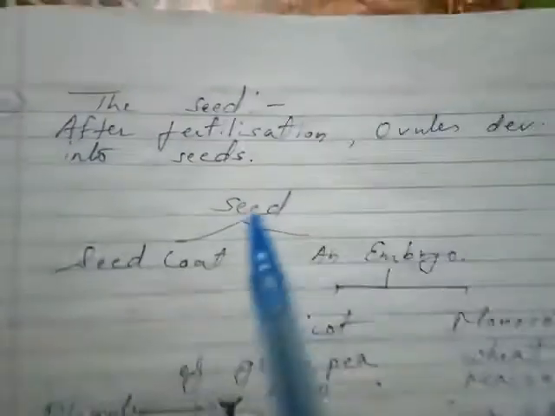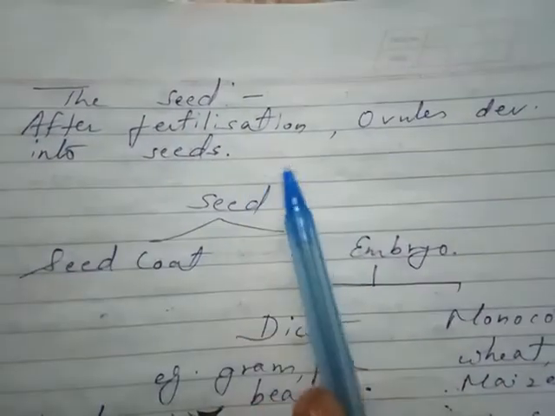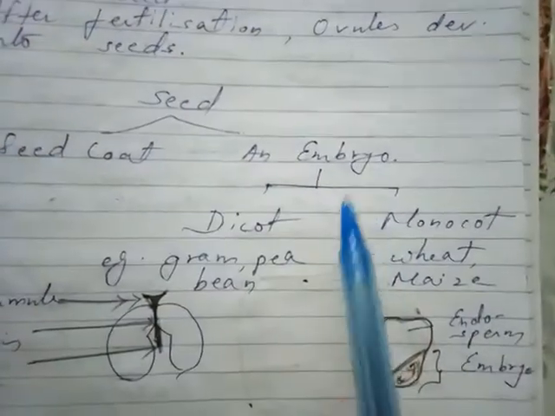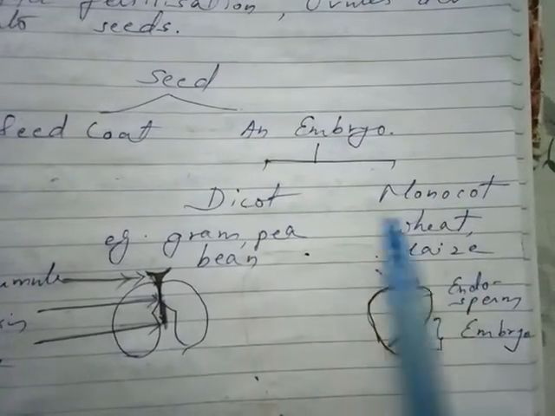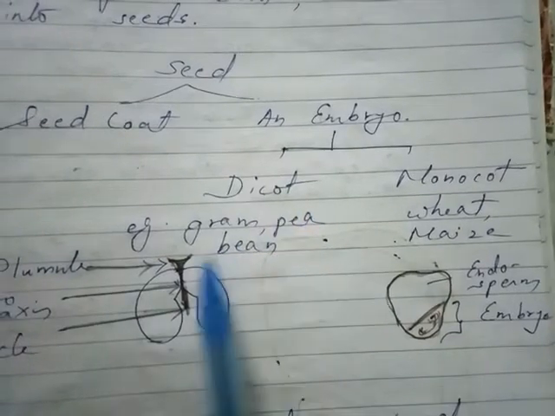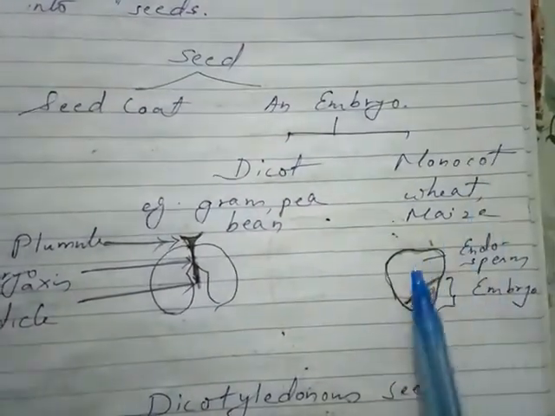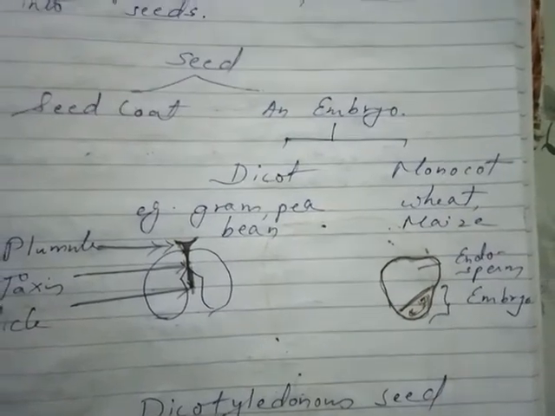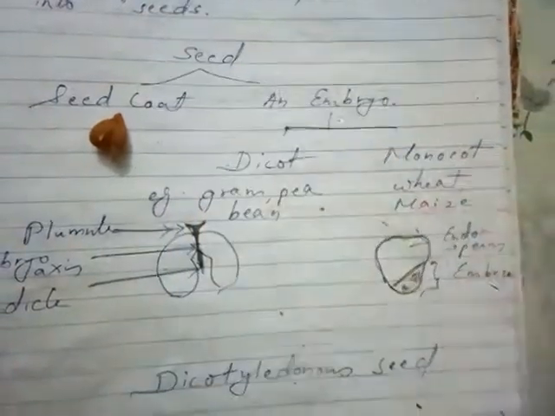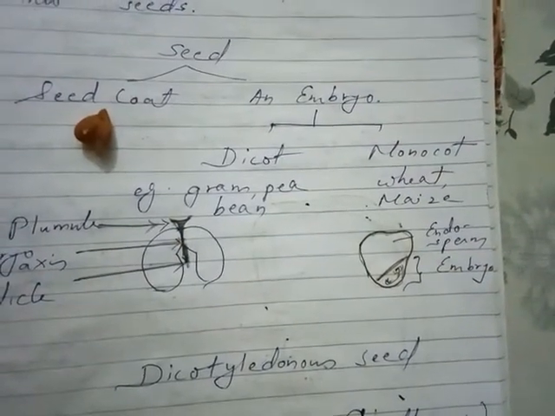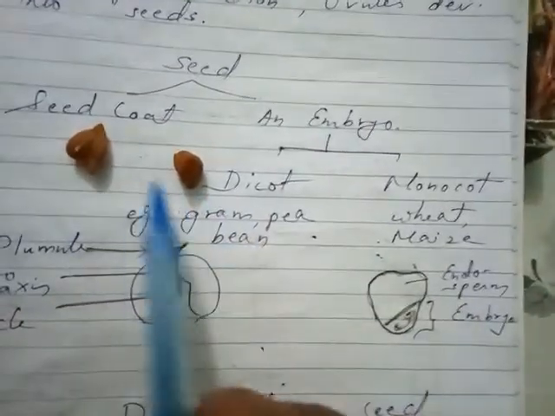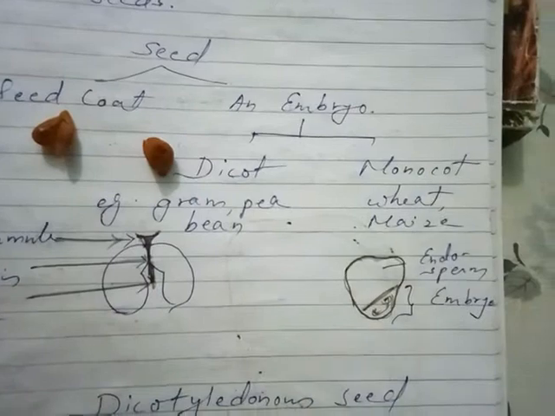Then the seed. After fertilization, ovules develop into the seed. Seed will have a seed coat and an embryo. The plant can be classified into dicot plant or monocot plant depending upon the cotyledon that is present. In case of dicot, two cotyledons will be present. In case of monocot, a single cotyledon will be present. So seed will have a seed coat and cotyledons.